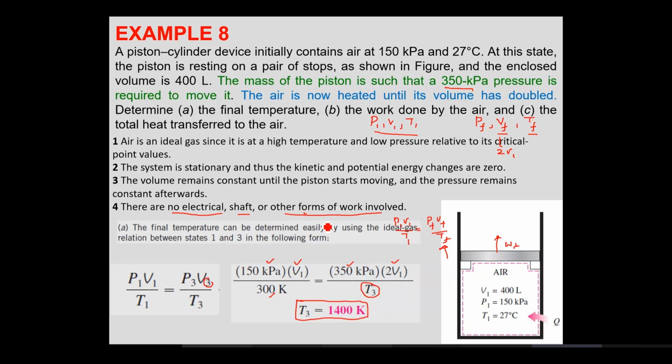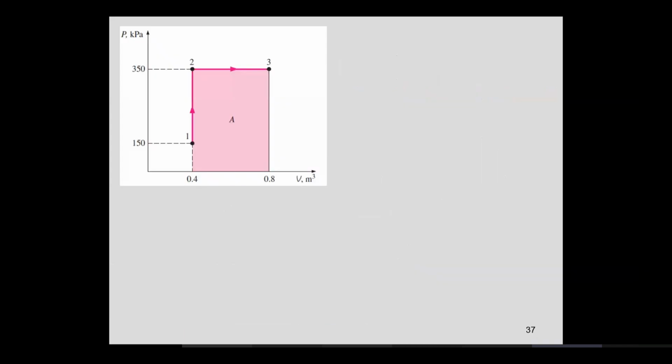Now, moving on, let us have a look at the PV diagram. This is the process diagram, or PV diagram, for the statement that has been defined for you. Your initial pressure was 150 kilopascal and your volume was 0.4 meter cube. In order for the piston to move, you had to supply some heat and raise the pressure from 150 kilopascal to 350 kilopascal. Unless your pressure gets to 350 kilopascal, the piston would not move.